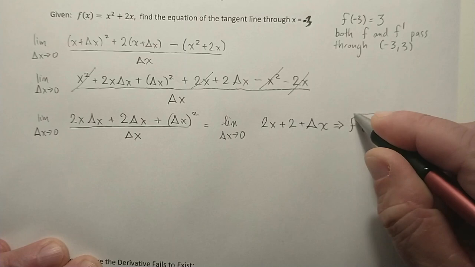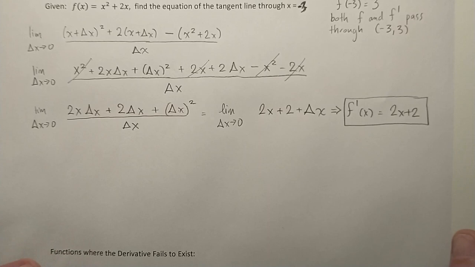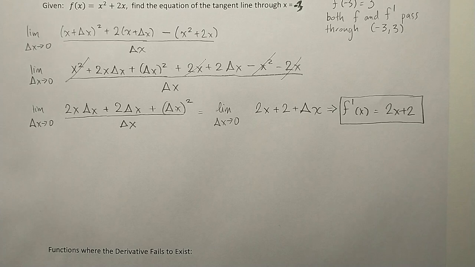There's your derivative. It's not the equation of the tangent line. We haven't done that yet. This is just a function that tells us the slope of another function. It tells us the slope of this parabola for any value of x we want. It doesn't tell you what the y-intercept of that tangent line is going to be. It just tells you the slope.